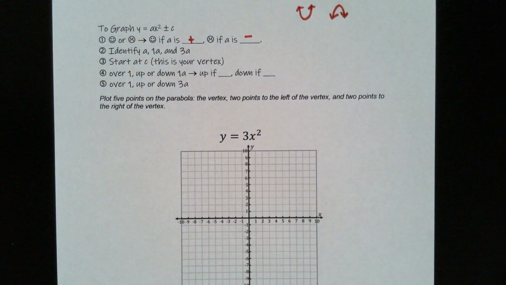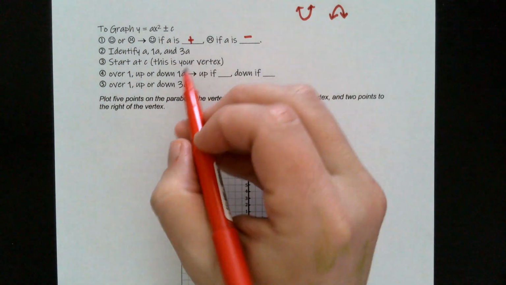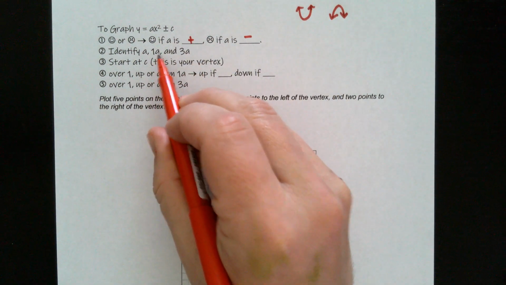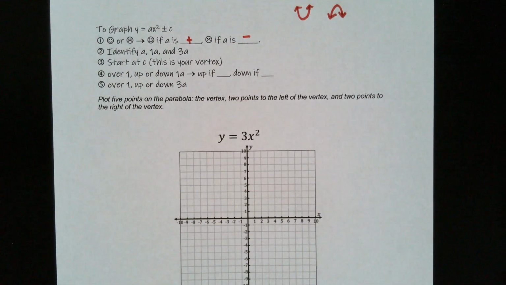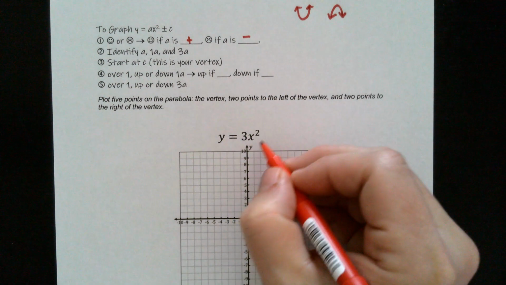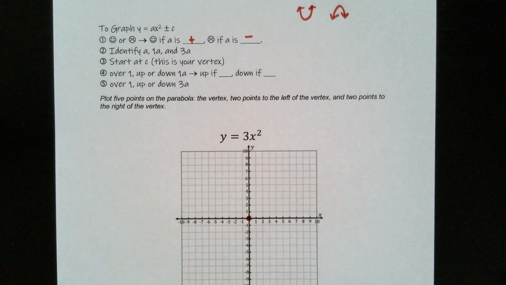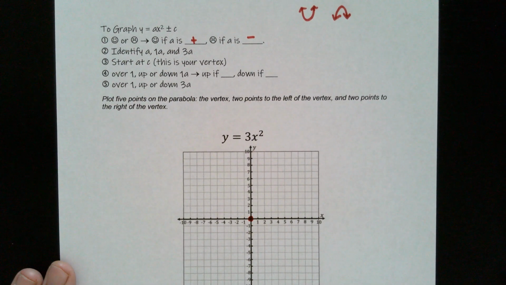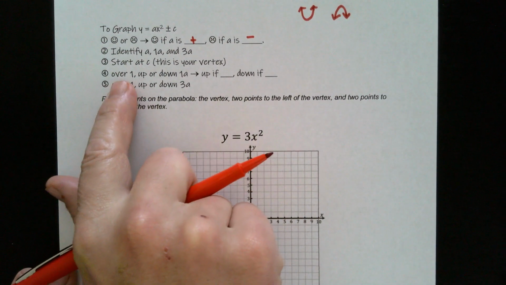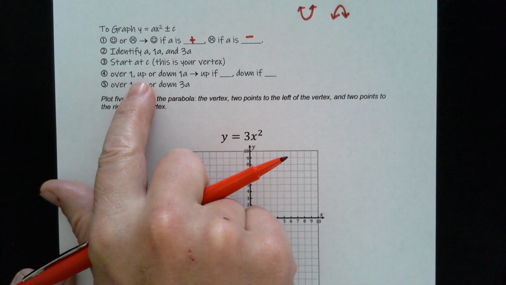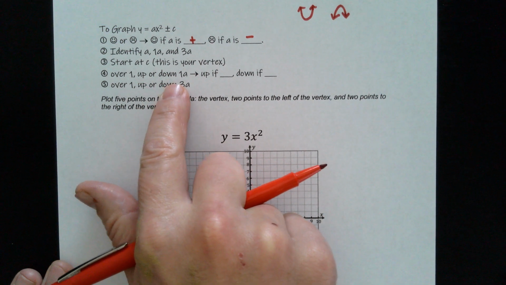There's a 3. And then we identify what 1 times a and 3a is. So we'll start at c, start at the vertex. This time we don't have a c, there's no number here, so we'll start in the middle since we haven't been shifted. And it says, step 4, move over 1 and up or down 1a.